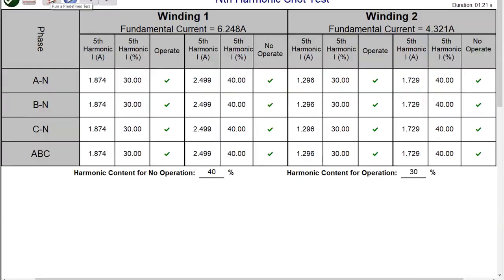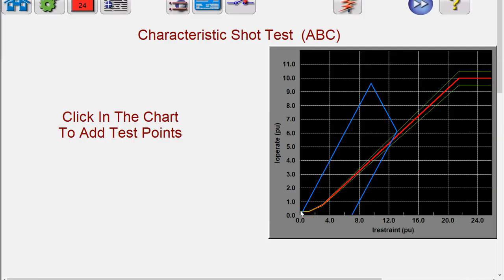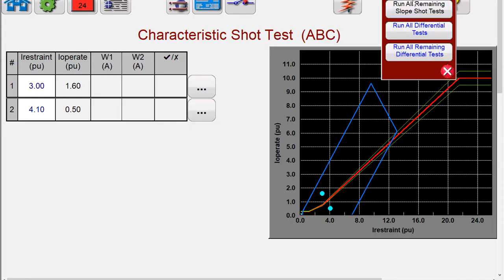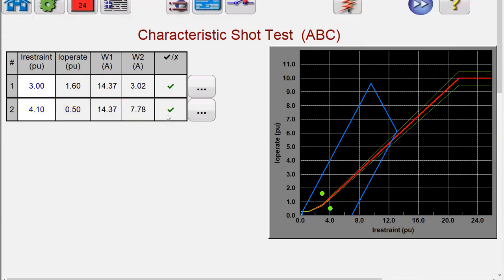So now we are moving on to our last test, which is the characteristic short test. So we already performed the characteristic test here, which we validated these lines here, but we also have the option to pick a few points in the operate region and the restraint region. So when I run my test, we'll know what the relay is behaving for these particular points. So for this point, which is in the operate zone, the relay tripped. For this particular point, the relay restrained and did not trip, and hence it's showing a pass value. And then these calculations are again the same, pretty much what we saw on the slope characteristic test before.